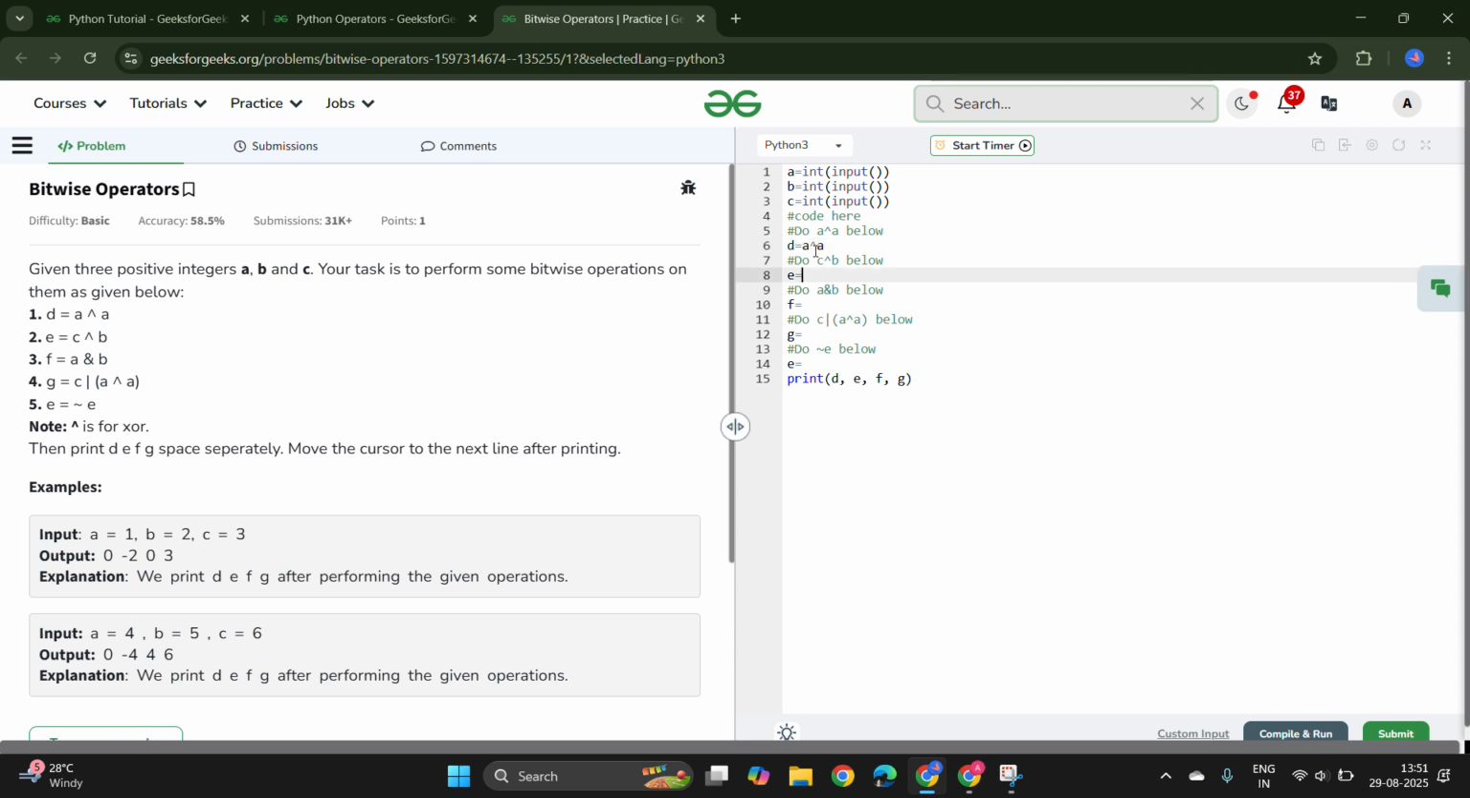and the next one is again an XOR operation, that is C XOR B, and the next one is bitwise AND. So here we have A and B. And the next one is, first we have the bitwise OR operation, that is C bitwise OR, and now we have the XOR operation, that is A XOR A. And the final one is E, which is not E.